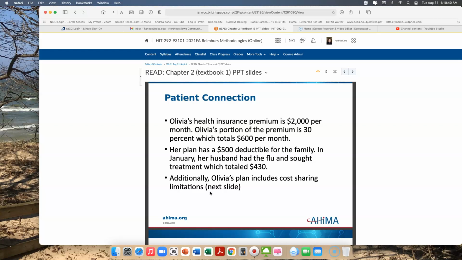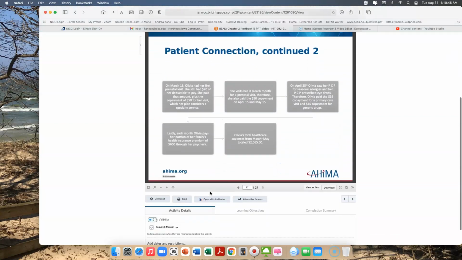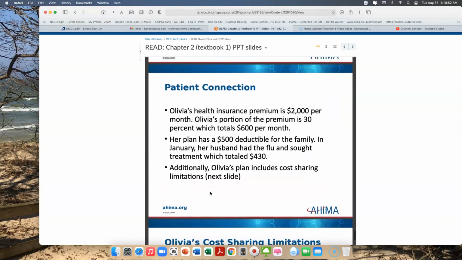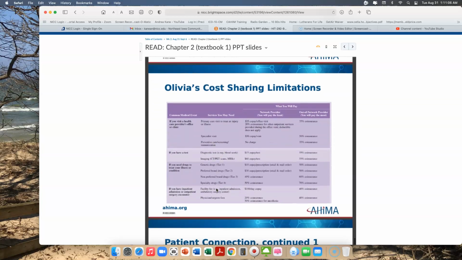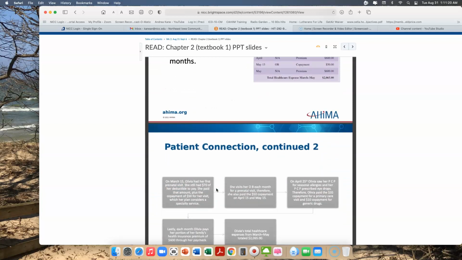So this goes back to our patient connection. Remember, we have two patients. We have Olivia and we have our other gentleman who's not actually here this time, it looks like, and they want to take you through and give you examples. And so because Olivia has commercial insurance rather than our other gentleman who I think had Medicare, they're going to take us through and show us her cost sharing limitations. So this would be good to scroll through just to familiarize yourself with that. But all of the information for Patient Connection is on pages 32 and 33 in your textbook, and it might be easier to see and review from there.